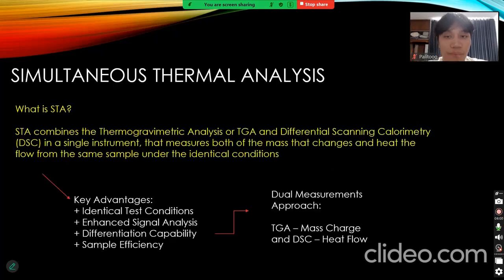Next is STA. What is STA? STA combines thermogravimetric analysis, or TGA, and differential scanning calorimetry, or DSC, in a single instrument that measures both the mass change and the heat flow from the same sample under identical conditions. The key advantages are identical test conditions, enhanced signal analysis, differentiation capability, and sample efficiency. Also the dual measurement approach: TGA measures the mass change, and DSC the heat flow.